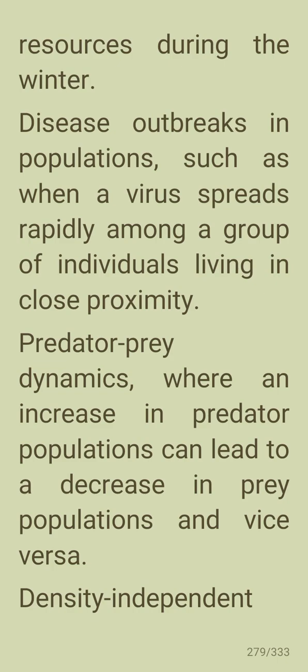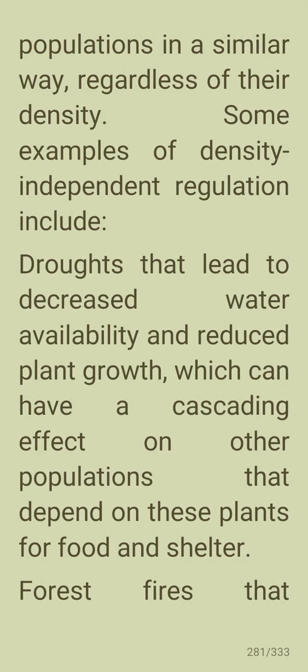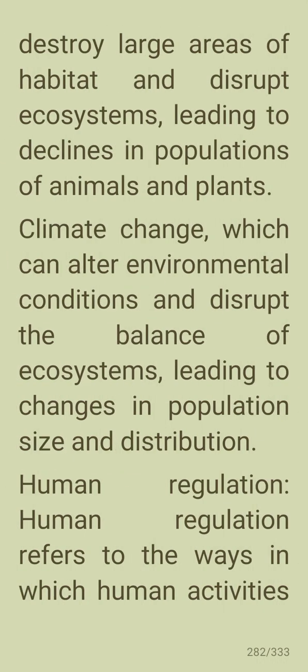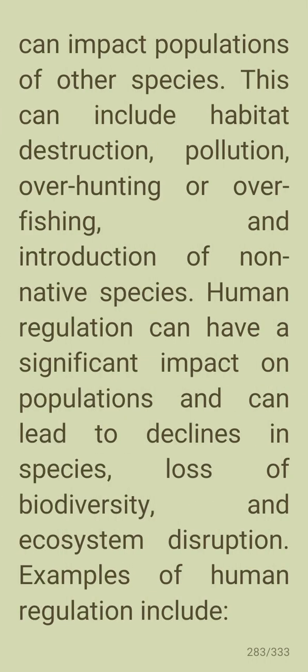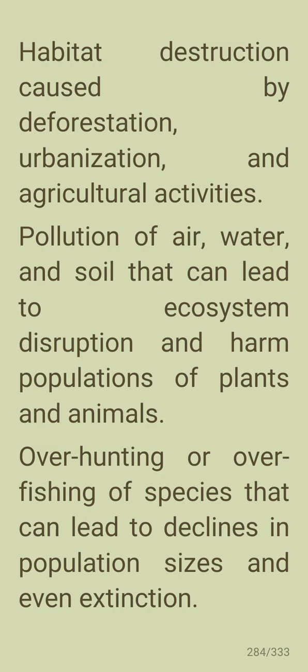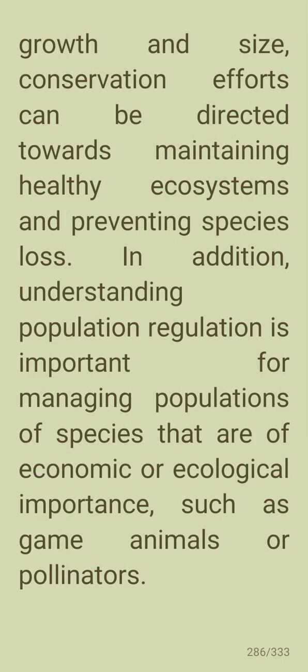Next, density independent regulation, which are related to environmental conditions like droughts, forest fires, and climate change along with human regulation. And deforestation, urbanization and agricultural activities, pollution of air, water and soil, overhunting or overfishing of species. And these are the examples.